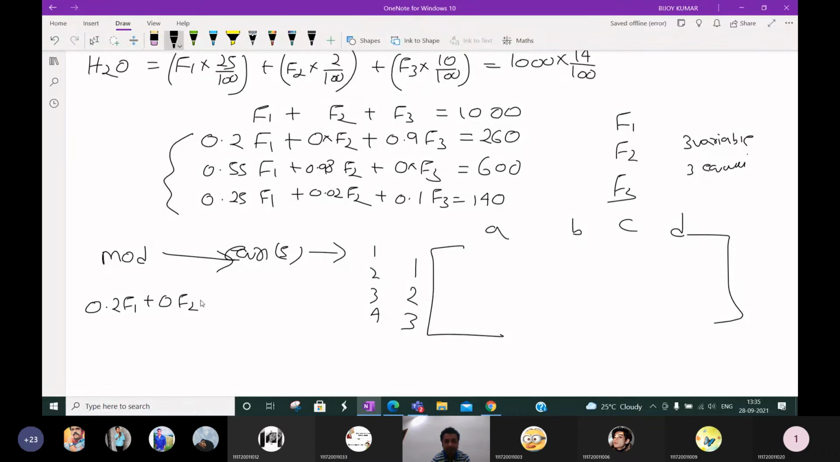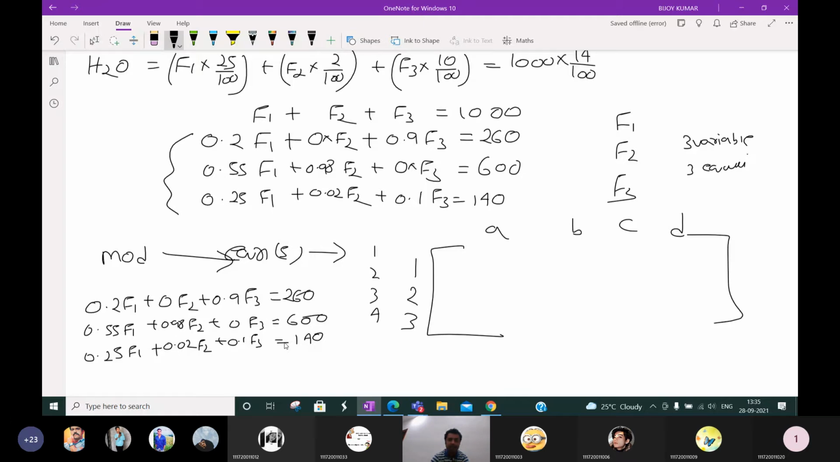So we can write once again. Let me write: 0.2 F1 plus 0.9 F3 is equal to 260, 0.55 F1 plus 0.98 F2 plus 0 F3 is equal to 600, 0.25 F1 plus 0.02 F2 plus 0.1 F3 is equal to 140. Okay, these three equations we have. So we have three variables and three equations.